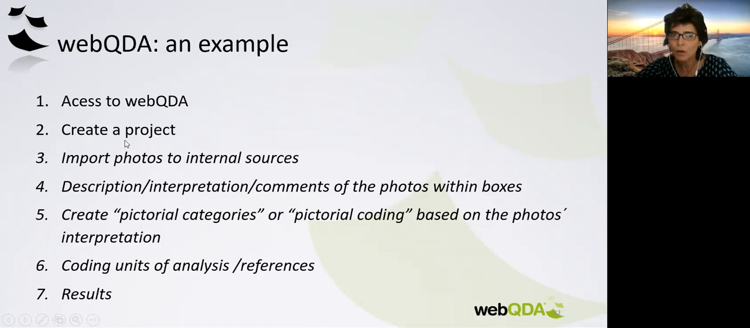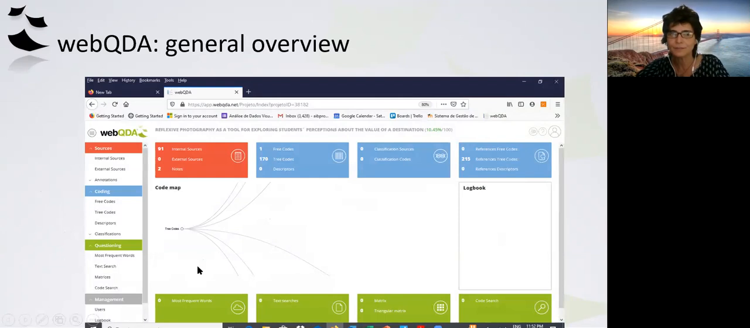We can create a project in the software. We can import our photos to the software, where we can have our photos also in the cloud or from our computer. We can describe and interpret photos, and then we can start coding this material. And this is just a brief general overview of the software.